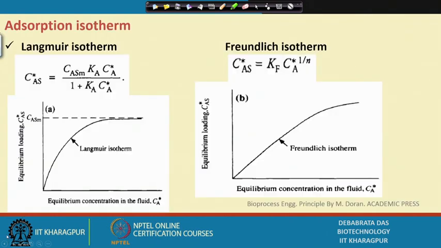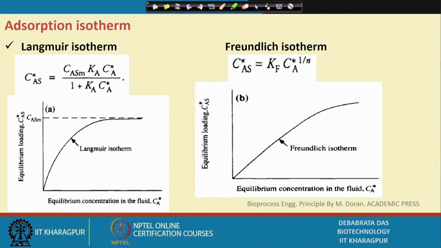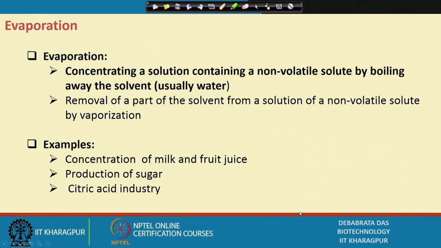Now this principle we can express by 2 different isotherms. One is the Langmuir isotherm, and the other is the Freundlich isotherm. For the Langmuir isotherm, this is the equation and the correlation that we have, and the Freundlich isotherm is a little bit flatter, and the correlation is like this. So we have 2 different types of correlation for the 2 different isotherms. Depending on the adsorption characteristics, we can find out which one is followed in the adsorption process.